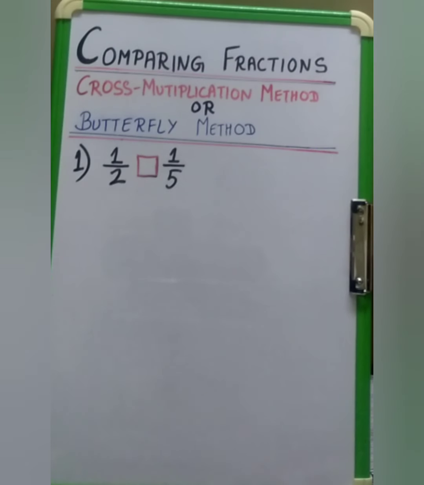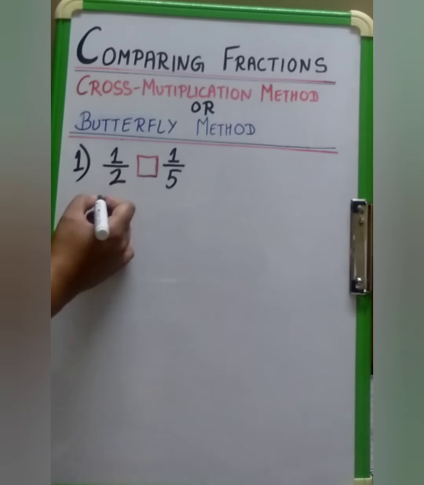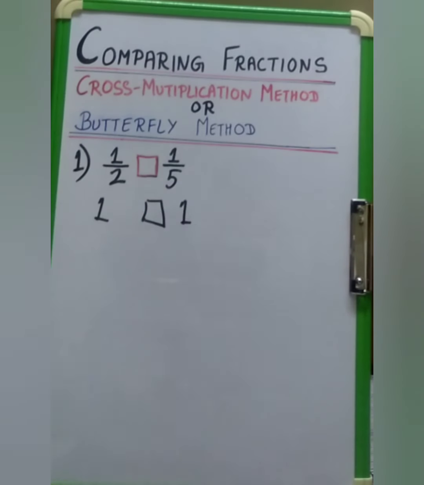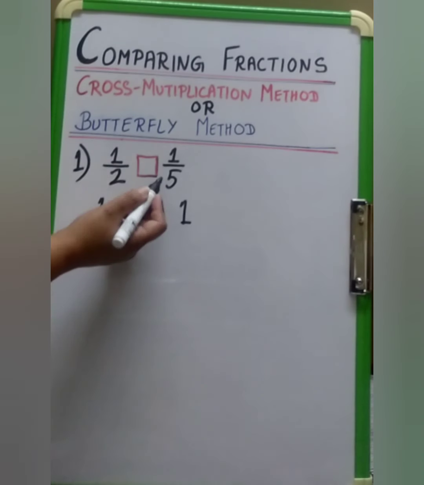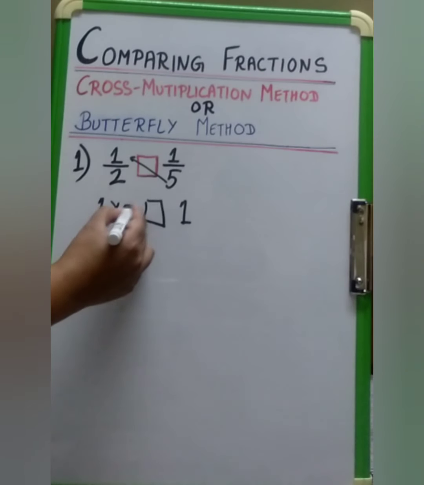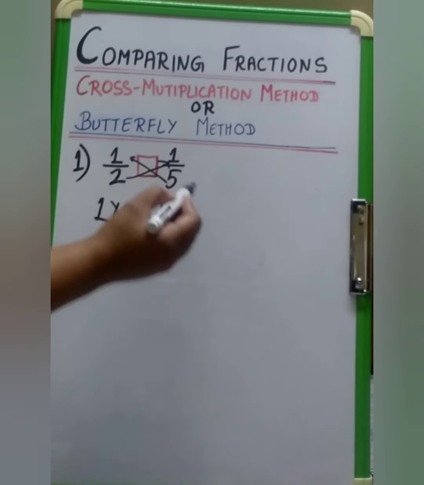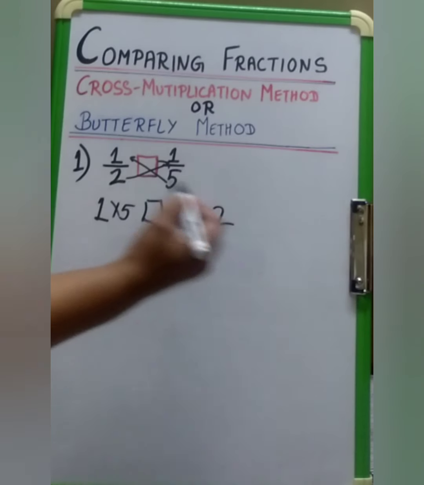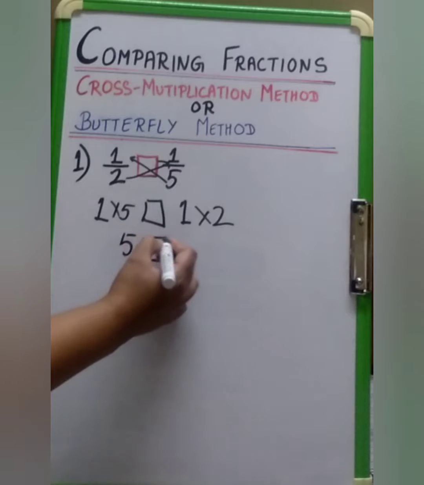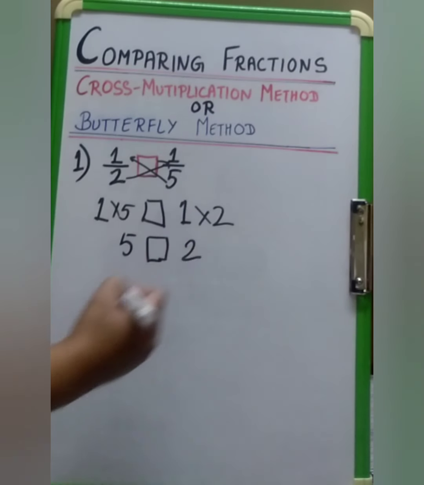According to the butterfly method, first of all, we will write down both the numerators as they are. Now we have to do the cross multiplication. We will take this denominator on this side, 1 into 5, and take 2 to the other side, so it will become 1 into 2. So 1 into 5 is 5, and 1 into 2 is 2.